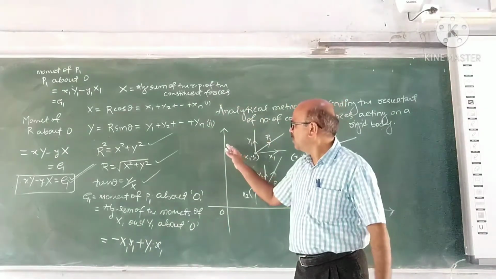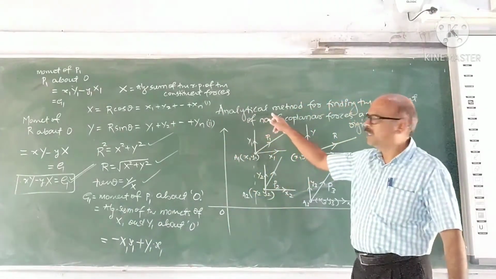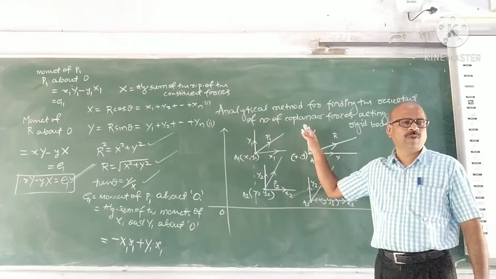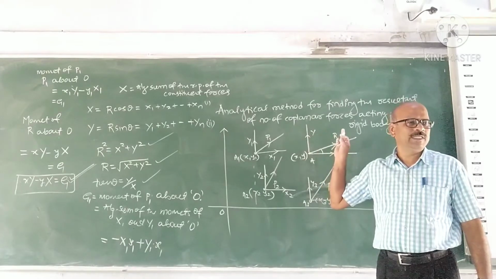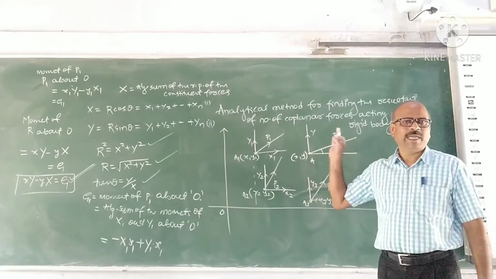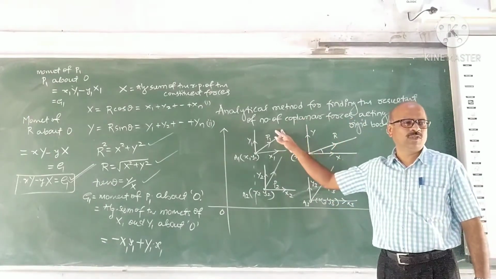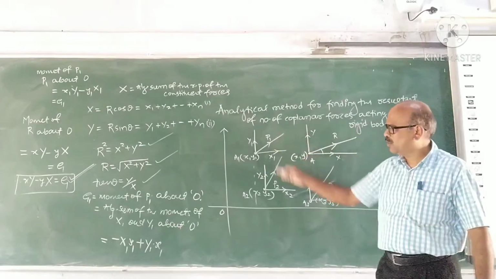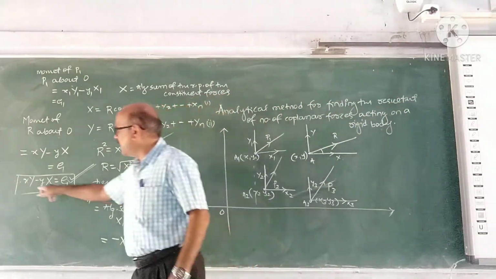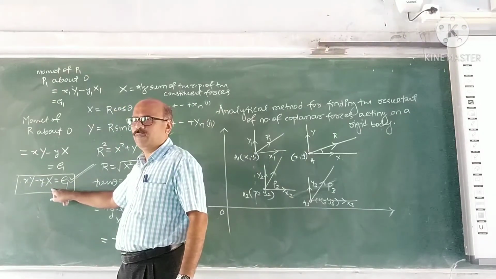I think all of you have followed this one. The question will be like this, a 5-mark question: explain the analytical method of finding the resultant of a number of coplanar forces acting on a rigid body. You have to write this. R is given by this, theta is this, and the line of action of the resultant is given by this formula. Take this.